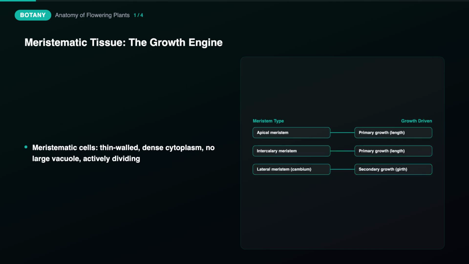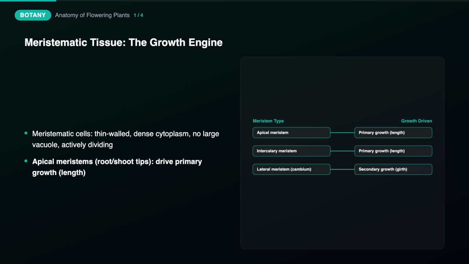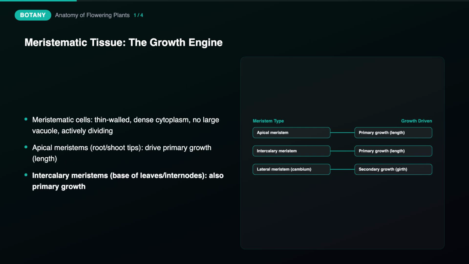Let's begin. Plant growth is localized to specific regions called meristems, made up of meristematic tissue, cells that are thin-walled, have dense cytoplasm, lack large vacuoles, and remain capable of active, continuous division. Meristems are classified by location. Apical meristems sit at the very tips of roots and shoots, driving growth in length, called primary growth. Intercalary meristems occur at the base of leaves or internodes, commonly seen in grasses, also contributing to primary growth.